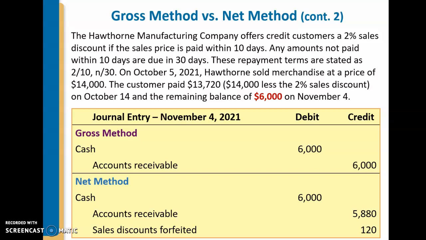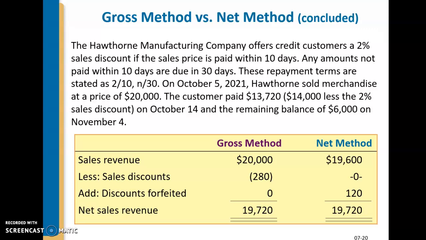Under both methods now, accounts receivable will equal 0, and the net sales revenue will be the same under both methods. Remember that we recorded sales revenue under the gross method of $20,000. Then we recorded a sales discount, which is a contra revenue account, of $280, which then equals net sales revenue under the gross method of $19,720.